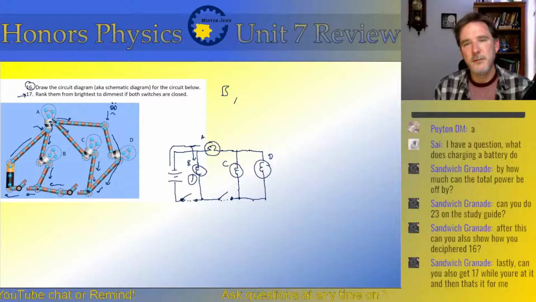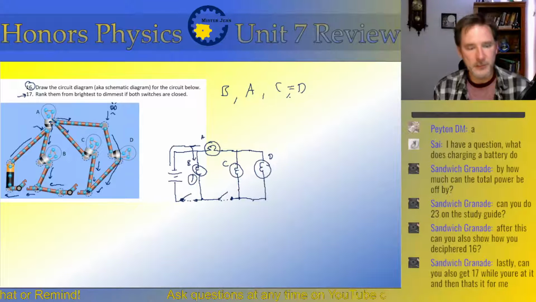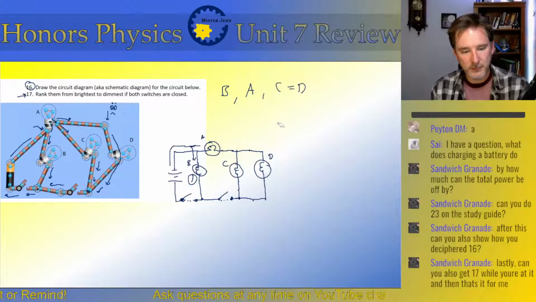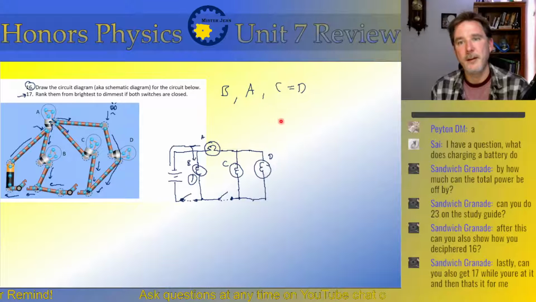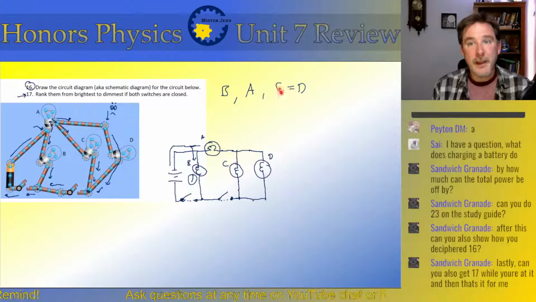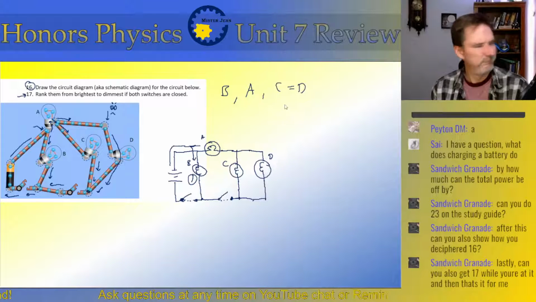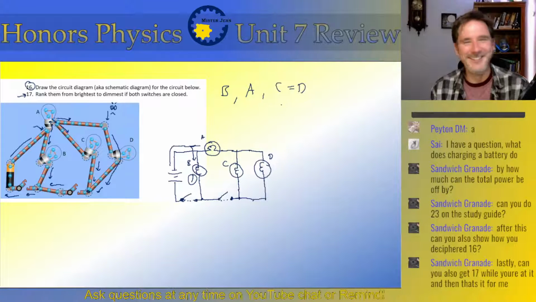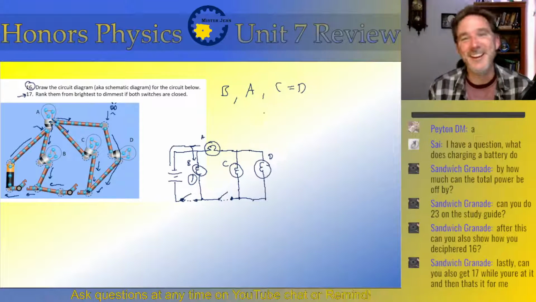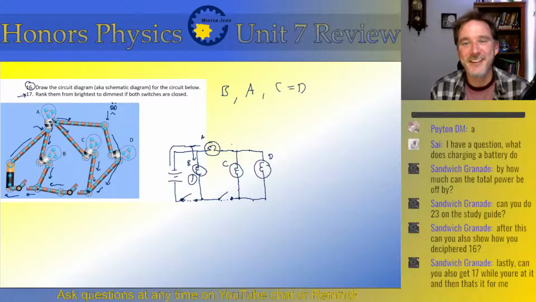Then comes A. A is next. Why is A next? And then I'll put C and D, because C and D are equal to each other. Okay. So why is it like this? But they're last. All right. For real, I don't know if you guys are hearing that. It's just a little distracting to me.